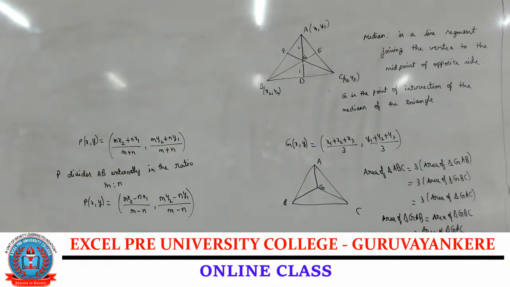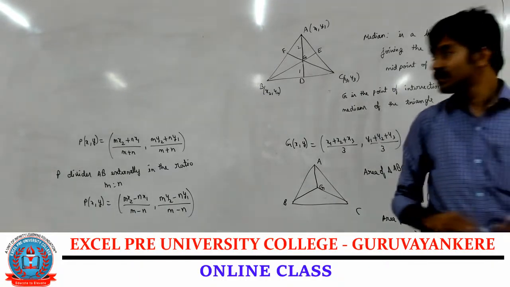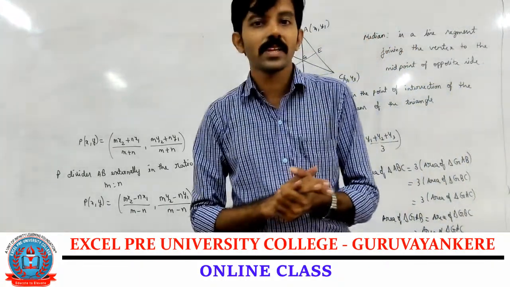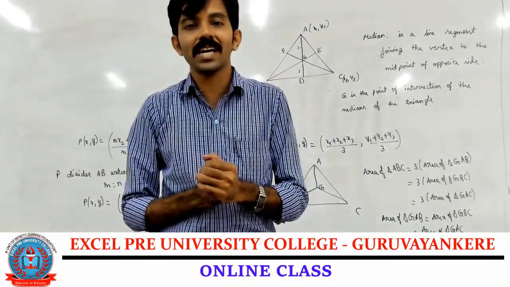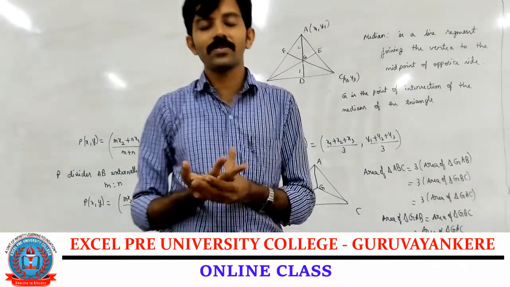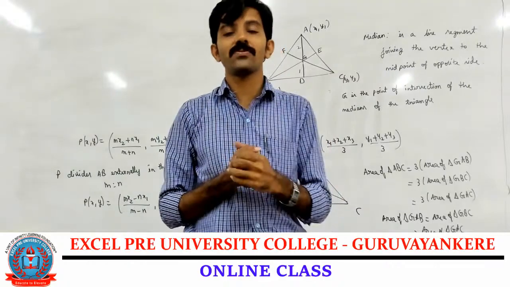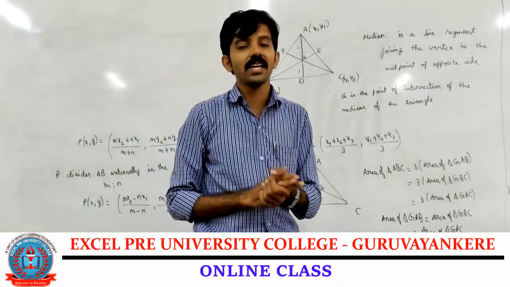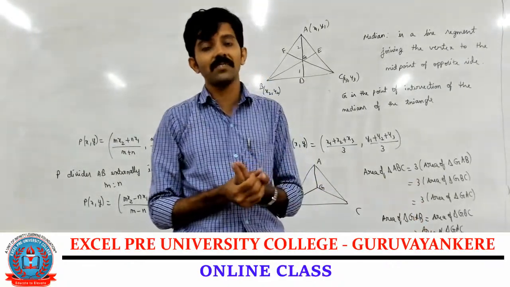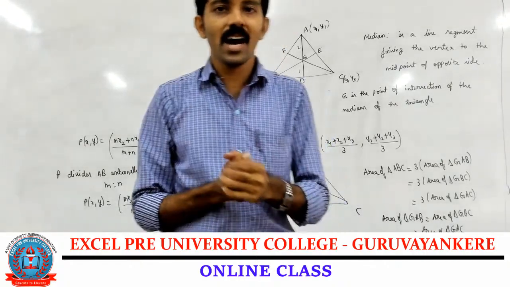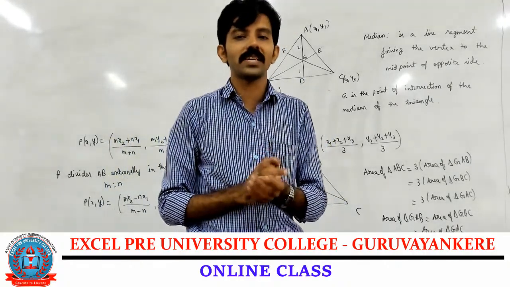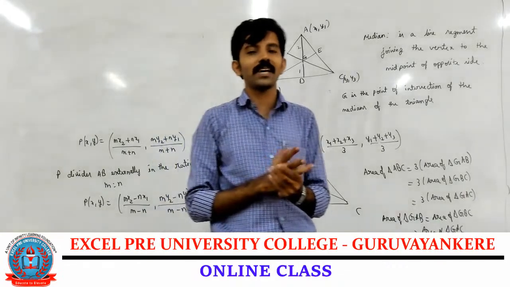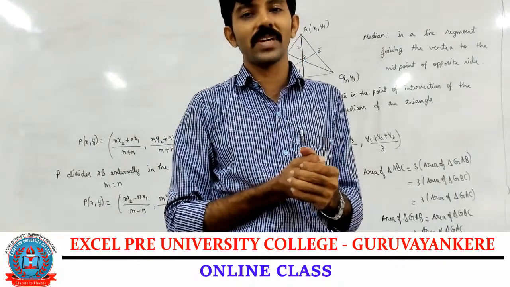So we'll wind up for today. We'll continue tomorrow in the next class. Discuss various properties of different types of parallelogram, also different types of triangle, distance formula, section formula, centroid of the triangle. Also we have the formula for area of triangle, which you already learned in 10th standard: half into x1 into (y2 minus y3) plus x2 into (y3 minus y1) plus x3 into (y1 minus y2).